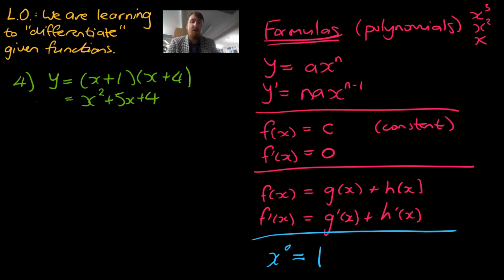Now that we've done that, all of a sudden it looks like this one at the bottom. There's x squared, which is g(x), 5x is h(x), and there's even another function, 4, down the bottom. We're then going to differentiate that by itself. So we're going to go a times n, and there's an invisible 1 out the front of the x there. So that's going to be 2 times 1, which is 2.